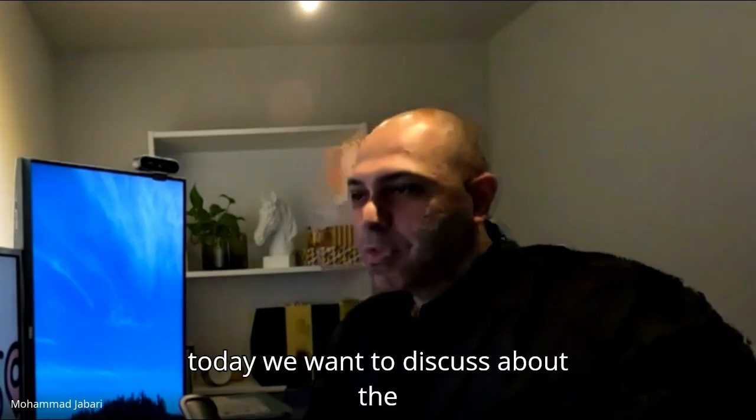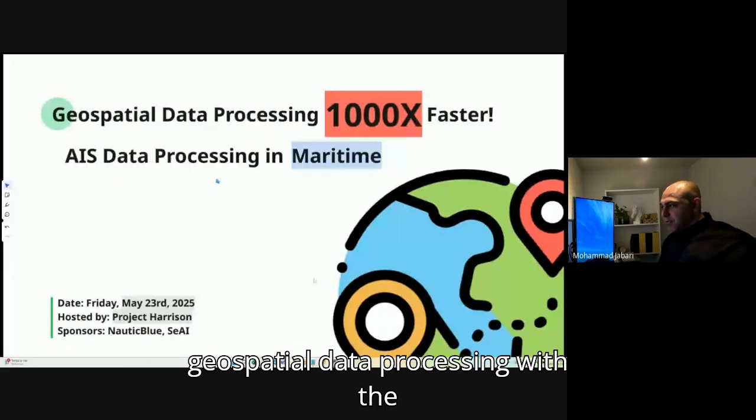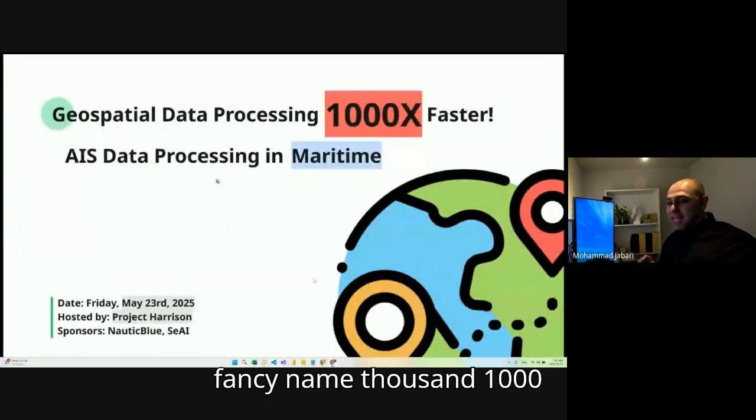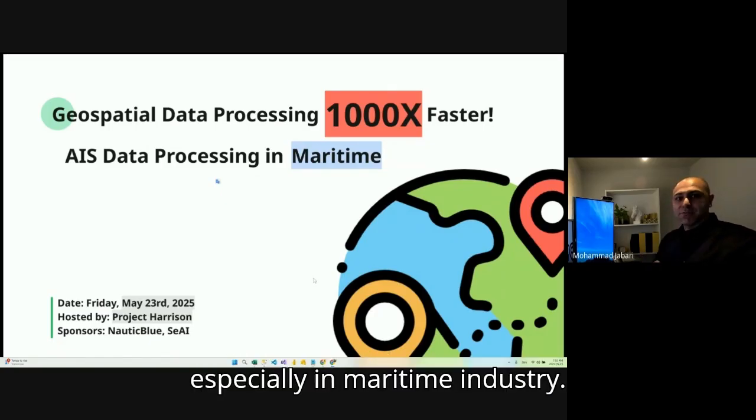So today we want to discuss geospatial data processing with a fancy name, 1,000 times faster than regular or traditional calculations, especially in AIS data processing and especially in the maritime industry.